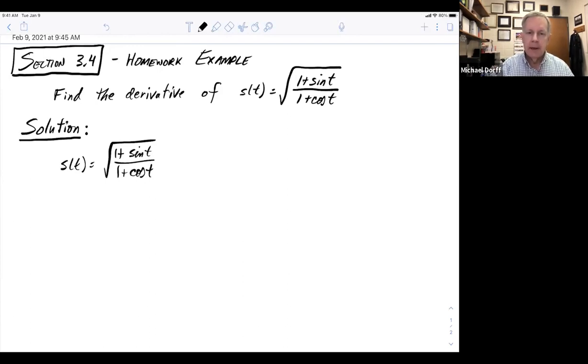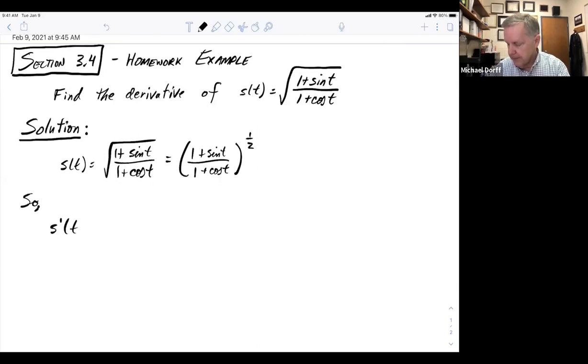Because this is complicated and I have the square root here, I'm going to rewrite this as parentheses to the 1/2 power, where inside the parentheses I have (1 plus sine t) over (1 plus cosine t). This will make it easier to use the power rule, which I need to do first, and then I'll use the chain rule. So in looking at the derivative, I have the derivative equals. I'm going to use the power rule.